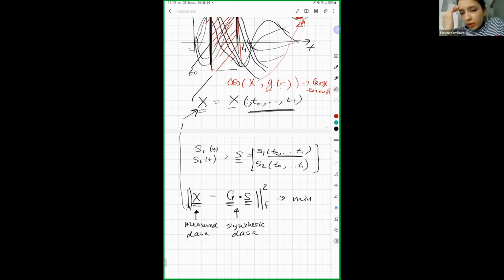I'm sorry, can you repeat one more time? What matrix is G? G is your known forward model matrix corresponding, in this case, to the two dipoles. It's not some noise, it's not G noise. Let me show you, it's a good question. G theta of R, G theta of R1, and G theta of R2.